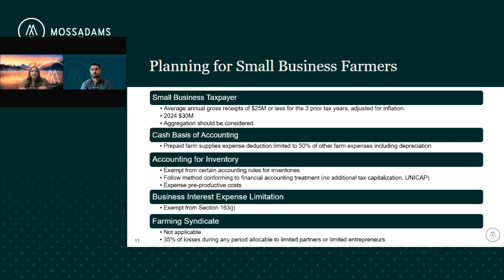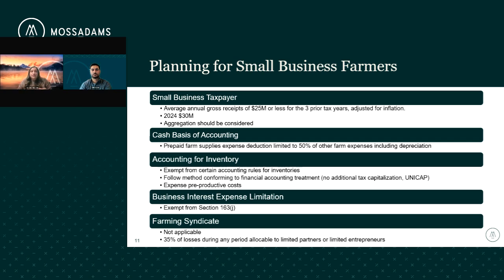So the one caveat is that in order to be considered a small business taxpayer, you do need to look at the aggregation rules. And so any related entities and related parties need to be considered. That can get quite complex and convoluted. So please feel free to reach out if we need to do any planning on that side, but it's definitely something to consider.